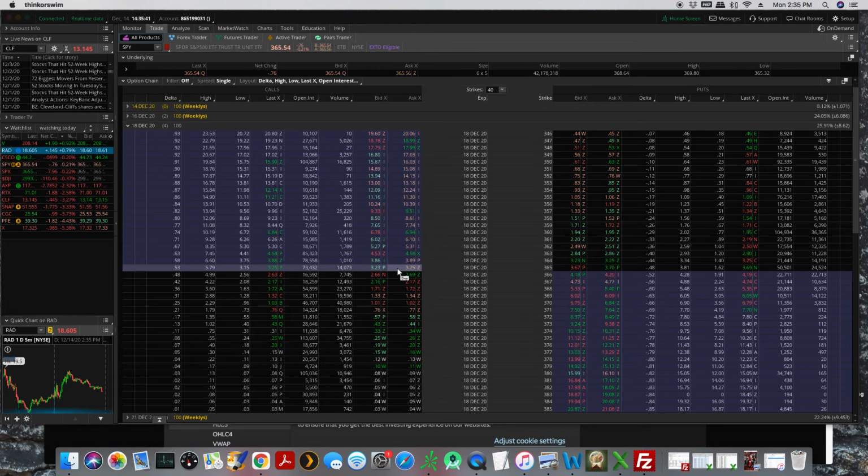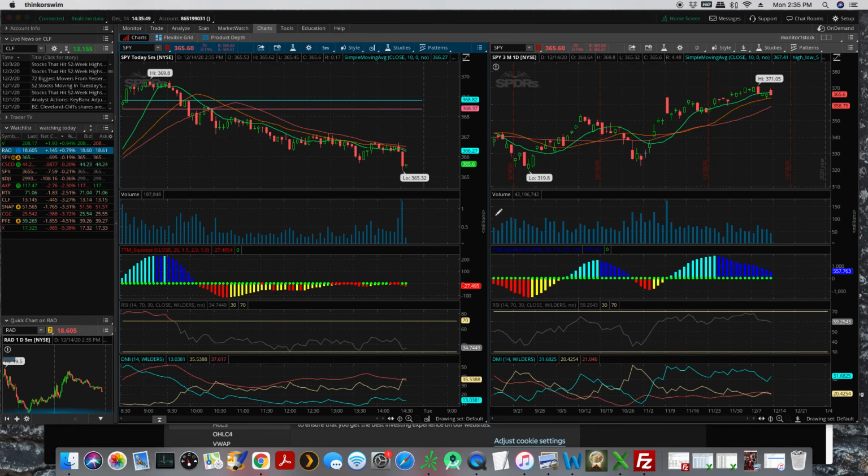319, 3.21, and the bid's already moving up, so it'll be interesting to see what that does. But like I said, our size is still high. It's not overbought, so this is kind of a healthy pullback. When we start breaking these lows, that's when you need to get concerned.